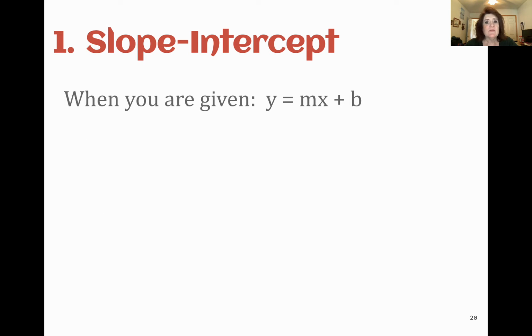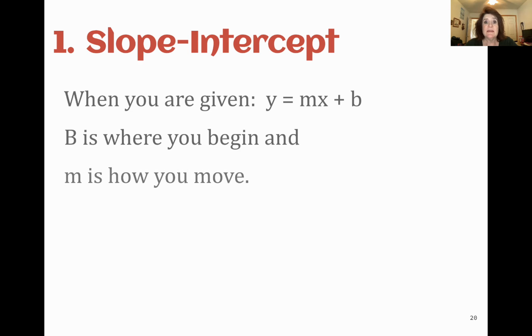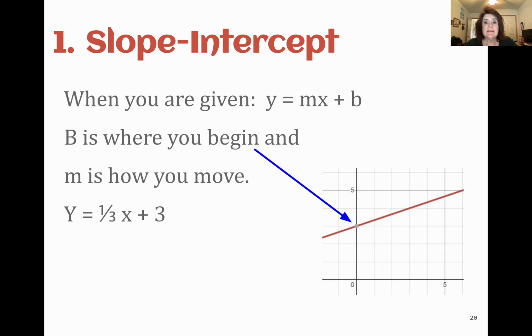Slope-intercept. When you are given the line y equals mx plus b, b is where you begin and m is how you move. So in this equation, y is equal to 1/3 x plus 3, you would begin at 3, because that's the b, where you begin, and you move by rising 1 and running 3. That's the slope, 1/3, 1 over 3. The slope is the rise over the run.